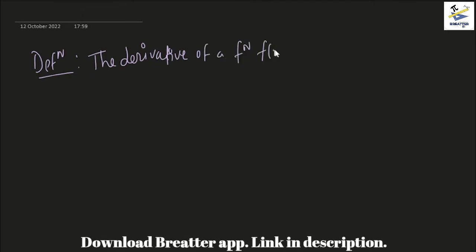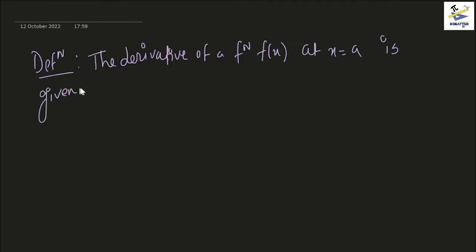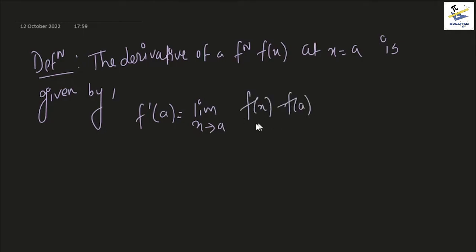The derivative of a function f of x at x equals a is given by f dashed of a equals limit x tends to a of f of x minus f of a, whole divided by x minus a. So this is the definition of the derivative of a function, and we can use it to our advantage to find the different derivatives.